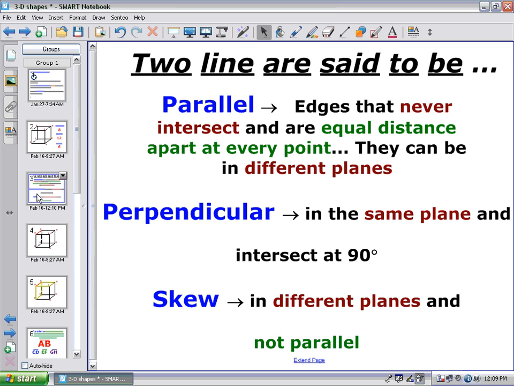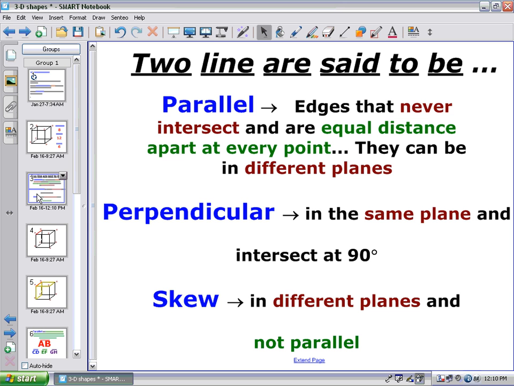Perpendicular, the 2 key phrases are they have to be in the same plane, and that when they do cross, when they intersect, they make 90-degree angles. They make right angles. So to be perpendicular, you have to be in the same plane, and you have to intersect and make 90-degree angles. Remember, intersect means they cross. Lines cannot cross if they are in different planes.